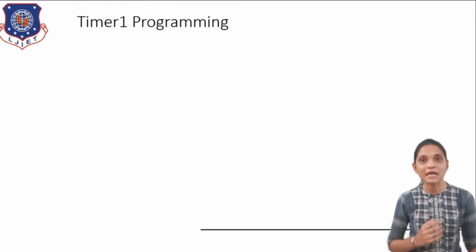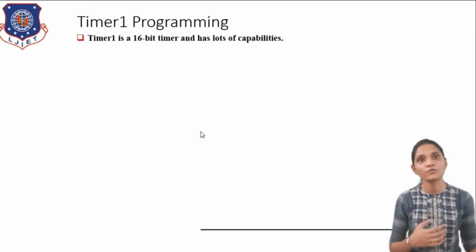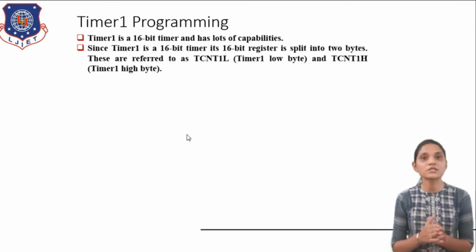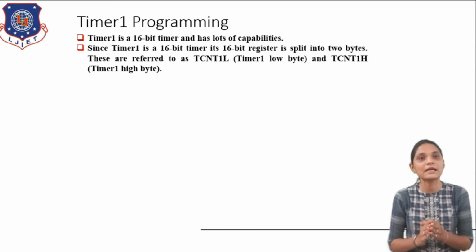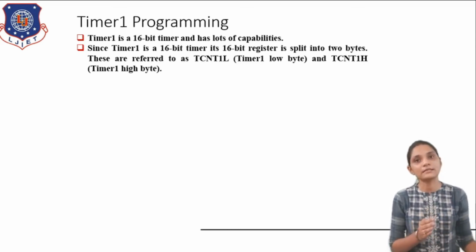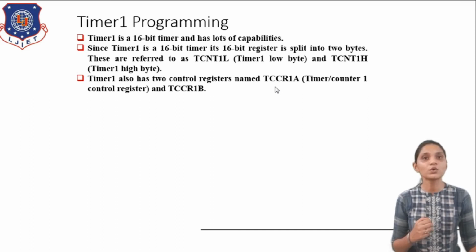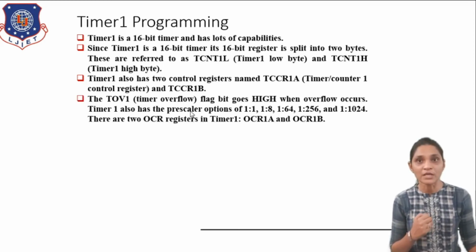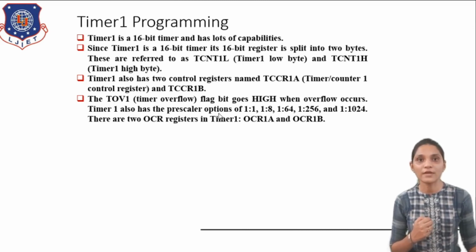Now let us see the timer 1 programming. Timer 1 is the 16-bit timer and it has lots of capabilities. Since timer 1 is a 16-bit timer, the 16-bit register is split into two parts, that is TCNT1L and TCNT1H, the lower byte and the higher byte. Timer 1 also has two control registers known as TCCR1A and TCCR1B, that is timer counter control 1 and 2. And it has an overflow flag, TOV1, the timer overflow flag bit.